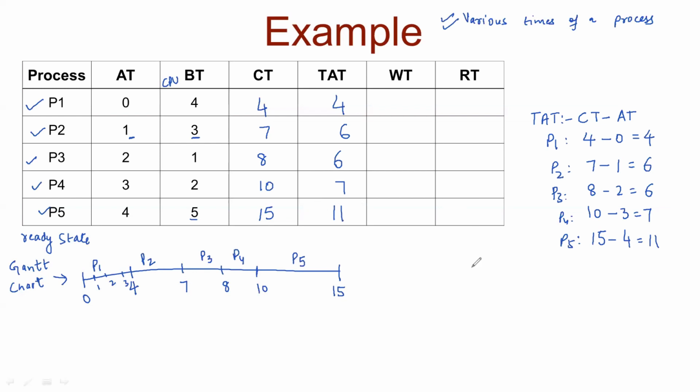From here, I can also compute average turnaround time. You just simply add all these, that is 4 plus 6 plus 6 plus 7 plus 11. The number of processes is 4. So we'll divide it by 4. Let it come out to be X. So this X is the average turnaround time. I am leaving it to you. You can compute it easily.